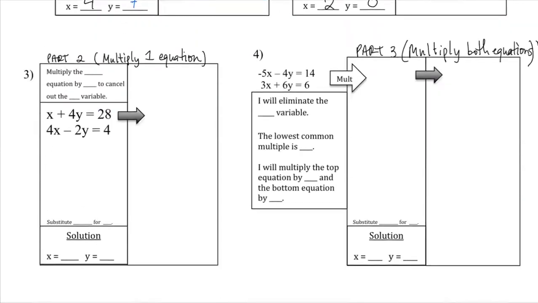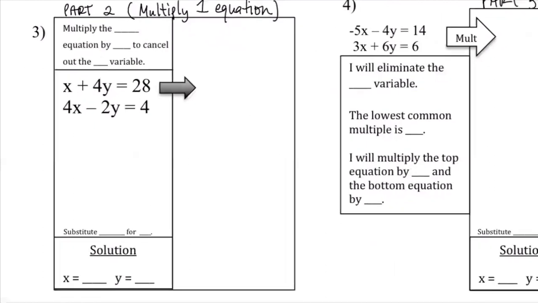Now let's look at 3 and 4. This is a part 2 for number 3, and number 4 is a part 3 question. So for part 2, we have to do a little bit of multiplying. If you look here, these don't cancel out right away. But if this was a 1, it is a 1. What do I multiply 1 by to get 4? I could multiply the top one by 4.